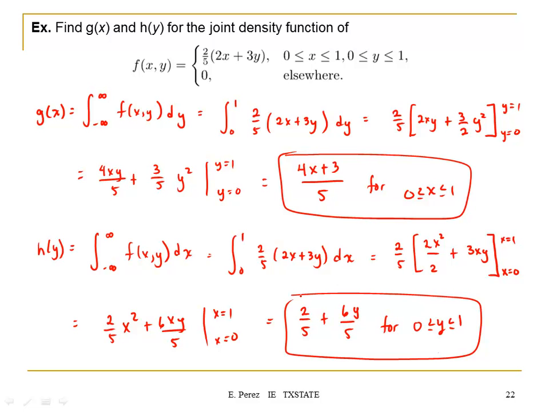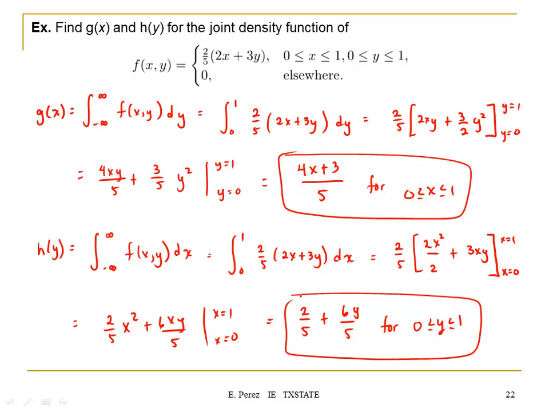But again, the most important thing is if you're dealing with the joint density function and you want to compute the marginal, if you're looking at the marginal for x, you need to integrate with respect to y. Same thing for a discrete random variable, you need to sum along the y variable. And when you're looking for the marginal of y, then you need to integrate with respect to x.